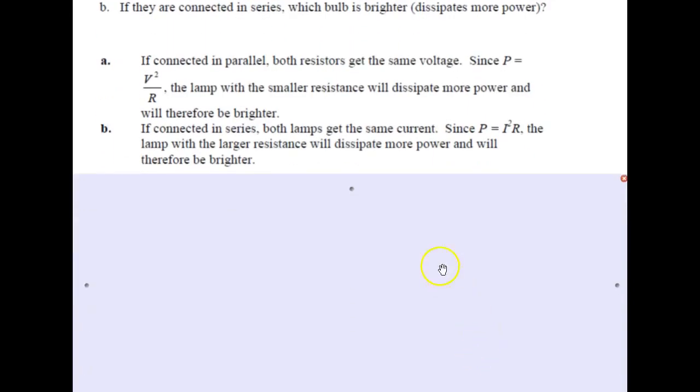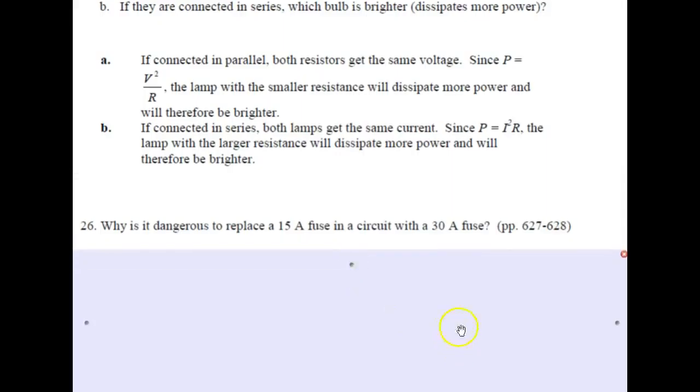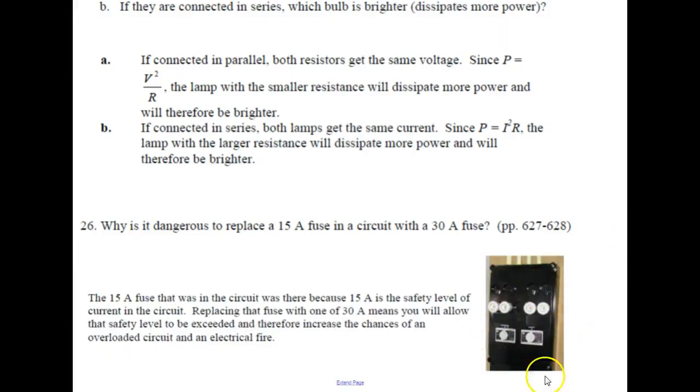All right, lastly, 26. We're skipping 25 and doing 25 in class. Why is it dangerous to replace a 15 amp fuse in a circuit with a 30 amp fuse? This used to be common back in the day, and looking at this picture, I don't know if you live in an old home, you may still even have this in your home. It's called a fuse box instead of a circuit breaker. If it's been made up to code, then it'll have circuit breakers. But these just screw in, and you can see these 4 lines up here, one fuse for each one of these lines.